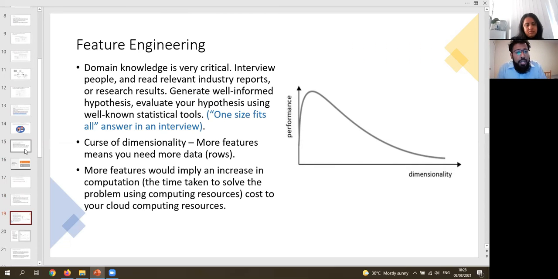And if you ever get this question in the interview, how did you train your model? This is one of the best answers, guys. Start your answer with this approach, because this is a one-size-fits-all type of answer.